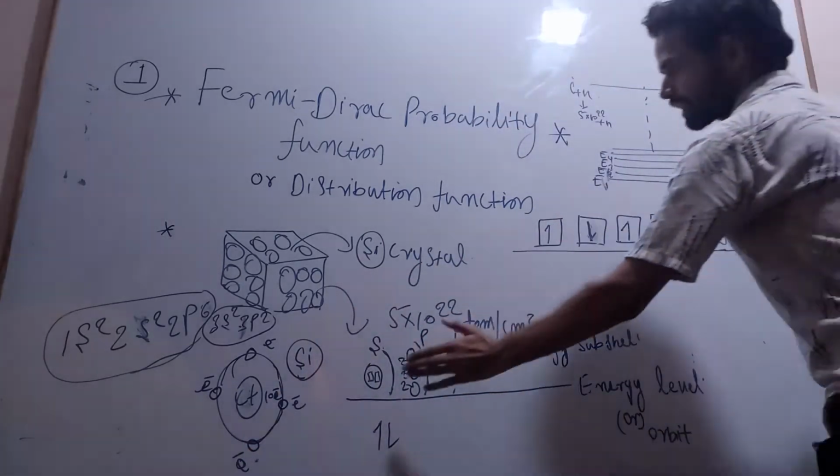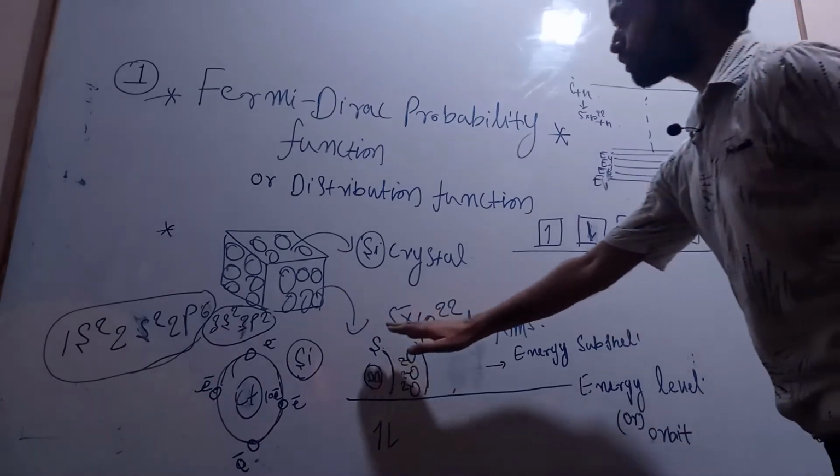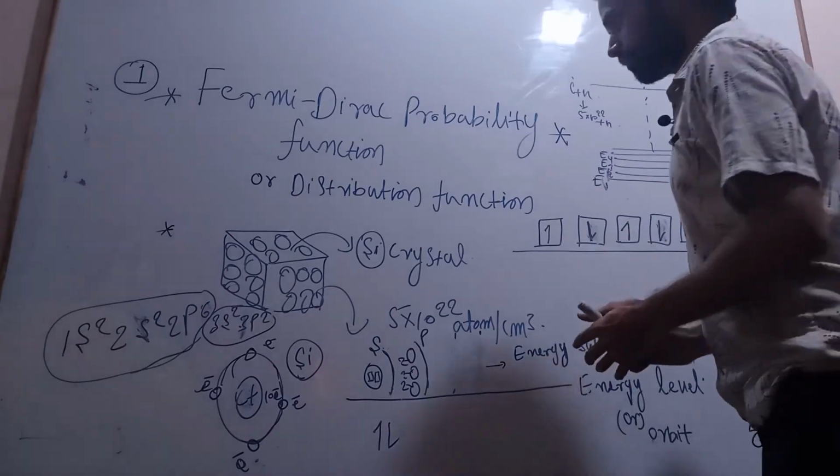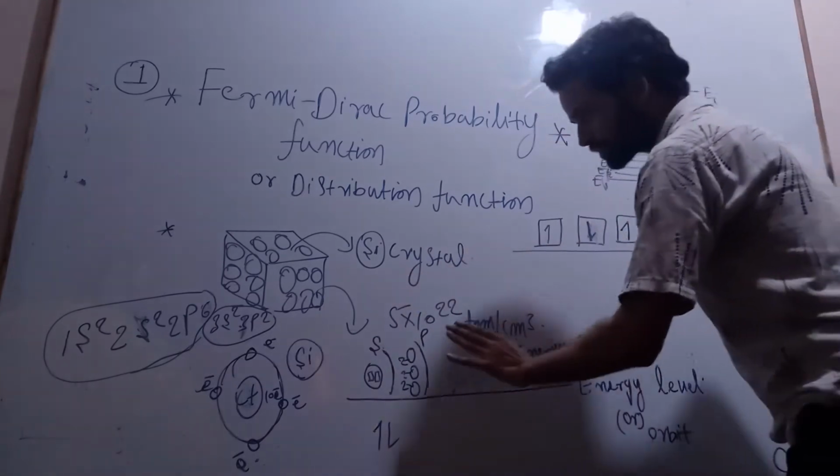Now see, this energy level, how many are there? 5 into 10 to the power 22, 10 to the power 22 energy levels. And how many quantum states are there?